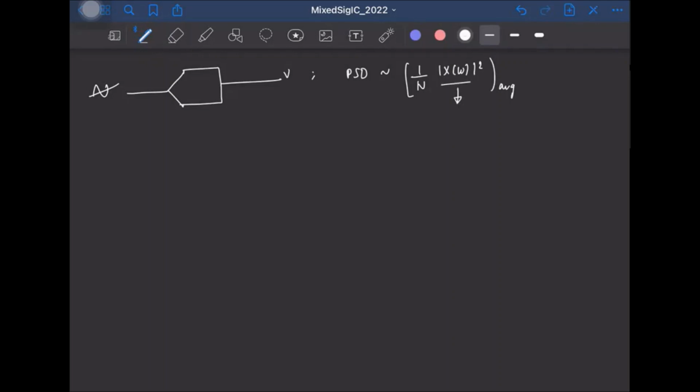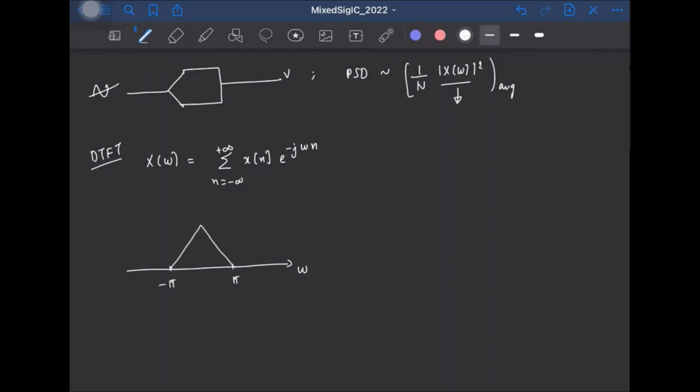First of all, what is this transform? It is the discrete time Fourier transform. How is it computed? We know x of omega is the summation from n equal to minus infinity to plus infinity of x of n e power minus j omega n. So let's say signal x of n has a discrete time Fourier transform like this, say from minus pi to pi, or let's say I'm considering it from 0 to 2 pi. Let me erase this portion. So this is 2 pi.